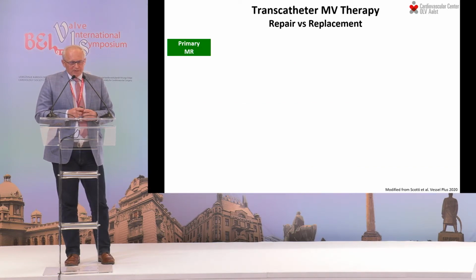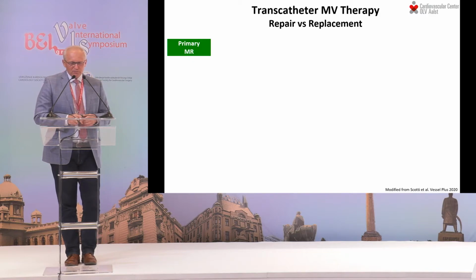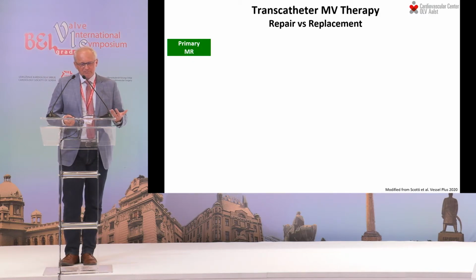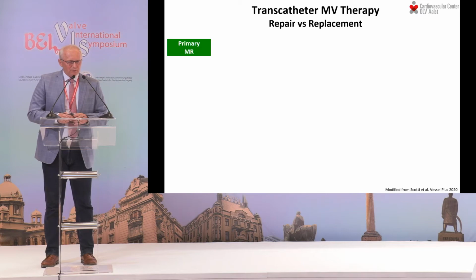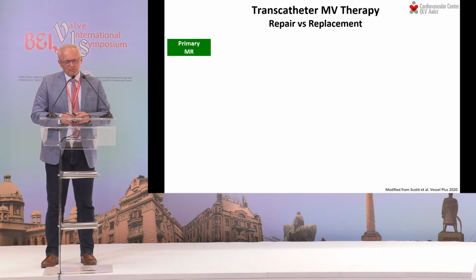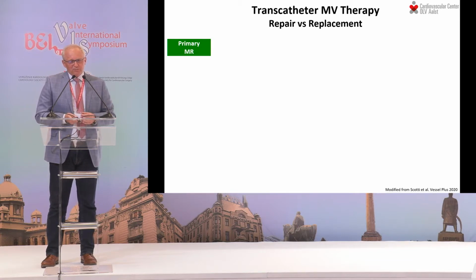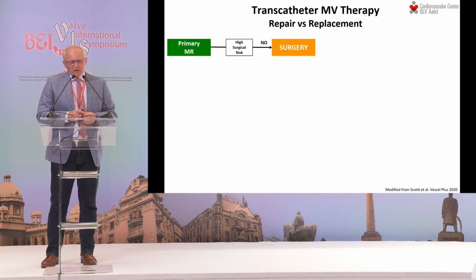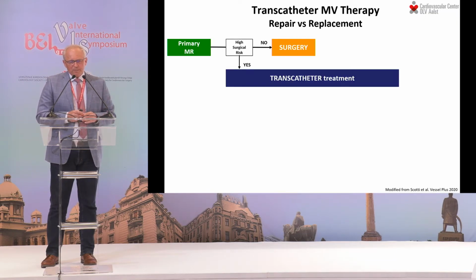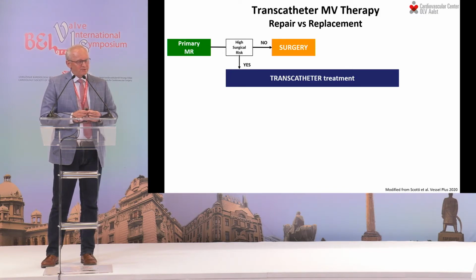So in summary, to bring everything into one circle, and this is not my own slide, just modified, basically reinforcing what I would call common sense. Also, that was pointed at the ESC consensus paper. If a patient with primary MR has no high surgical risk, there's no discussion. These are surgical candidates. If a patient has very high surgical risk, you can consider transcatheter treatment.